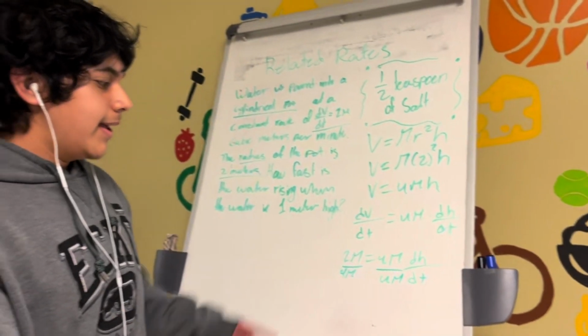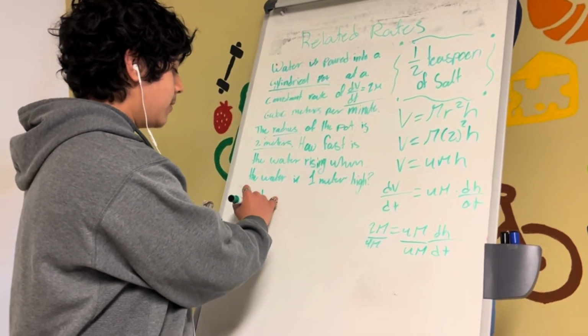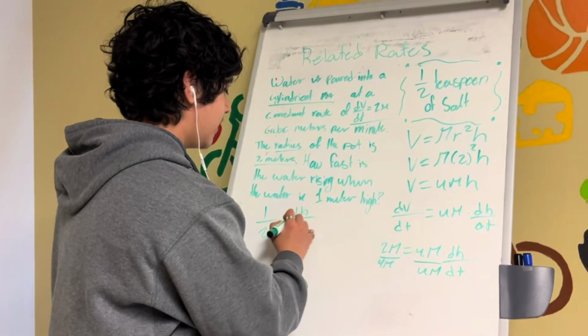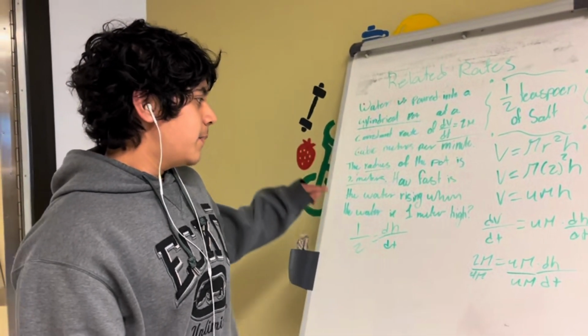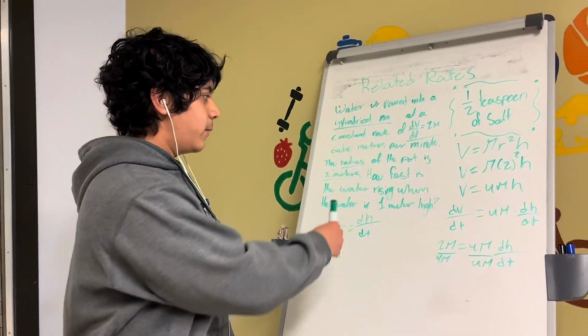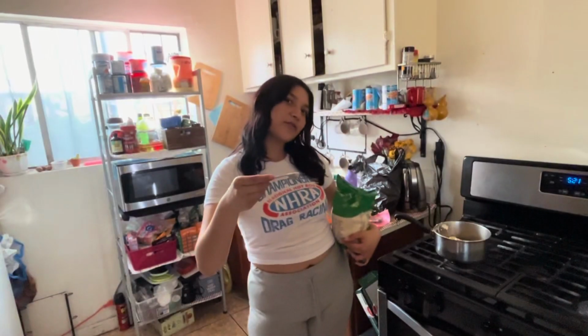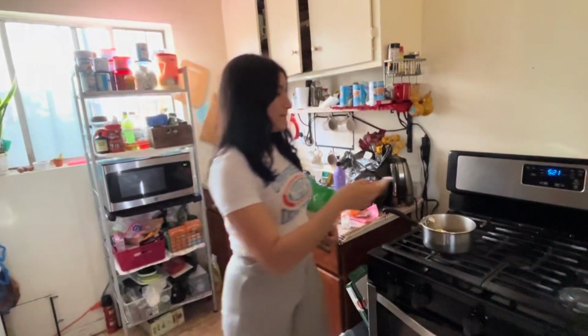And as you can see here, we can simplify that. So it's going to be 1/2 is equal to dh/dt, which gives us the rate at which the water is rising when the water is 1 meter high. Thank you for finding out how much salt we need. Now I'll be adding our 1/2 teaspoon of salt.